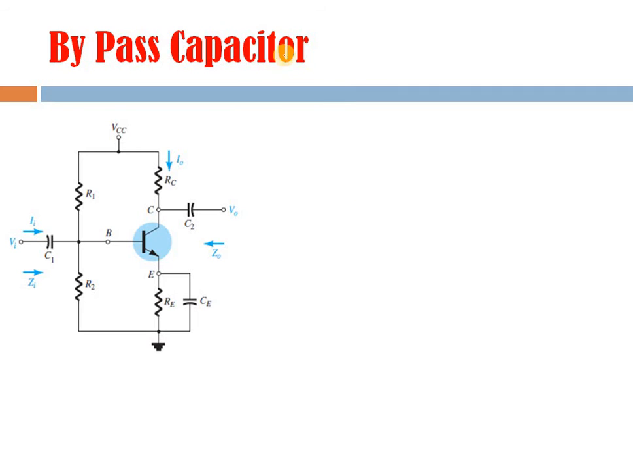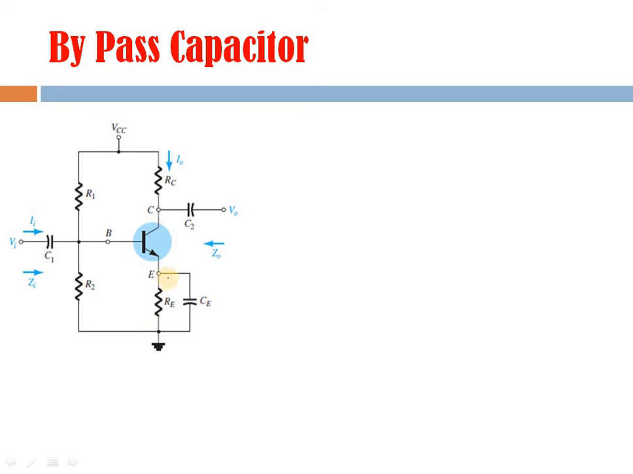Now normally in the amplifier circuits we connect bypass capacitors here. So now we have to see what is the importance of this capacitor. We have seen that this RE introduces negative feedback, which helps us improve the stability of the operating point. But if we apply an AC signal here, the AC current will pass through this, and that AC current will also pass through this RE.